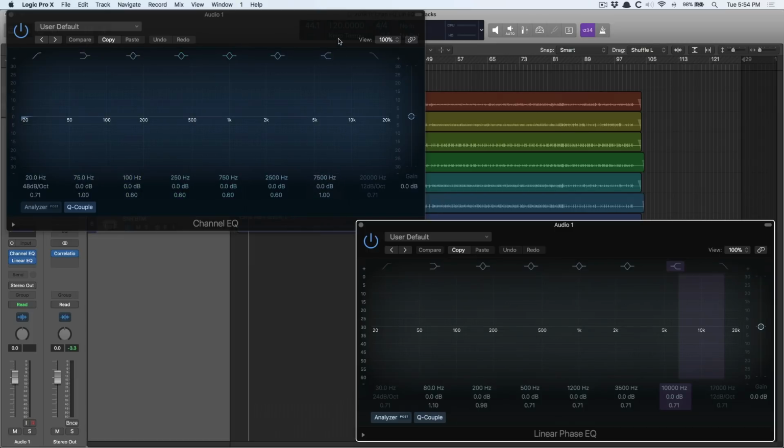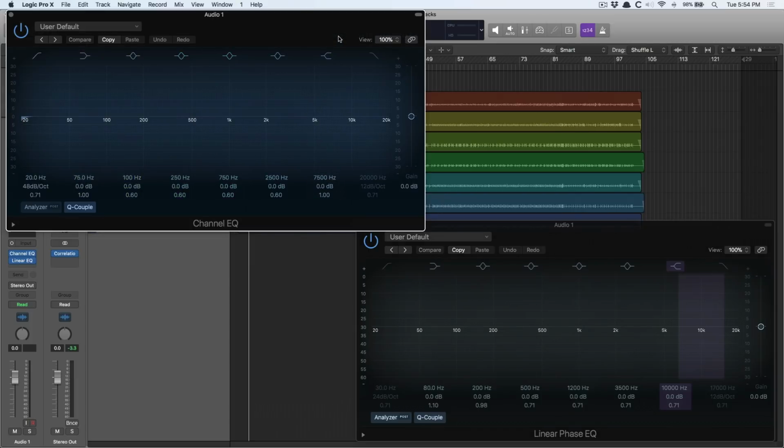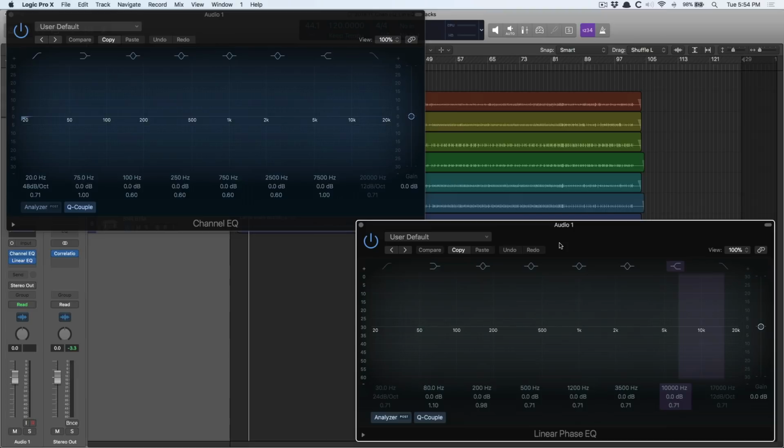The channel EQ is best for mixing because it's a light and efficient plugin. You could have a session of 100 tracks, and you could put the channel EQ on all 100 tracks, and most likely you're not going to see any system overloads. While the linear EQ here, if you put this across 100 tracks and had them all EQing, most likely you're going to start to experience some strain on your Mac's resources.